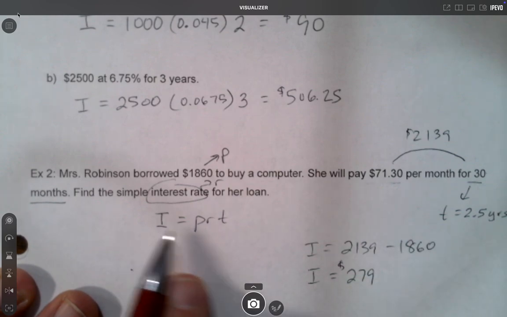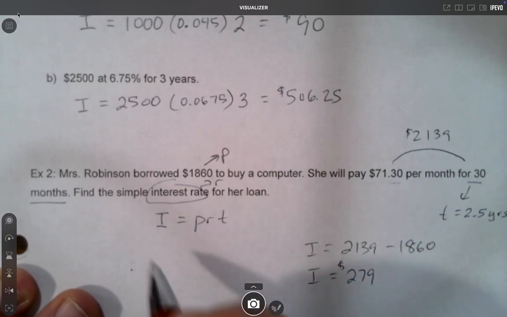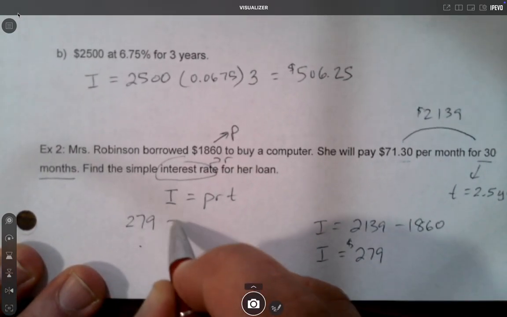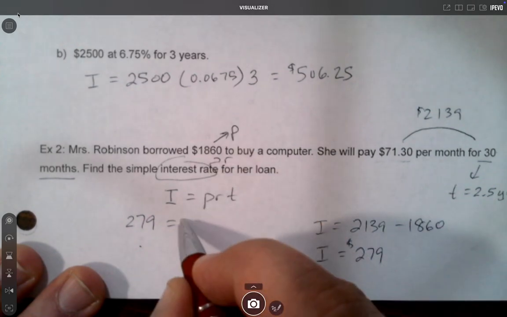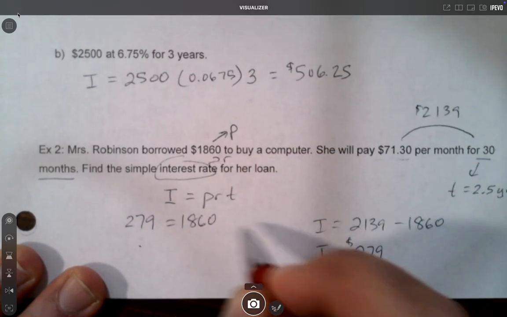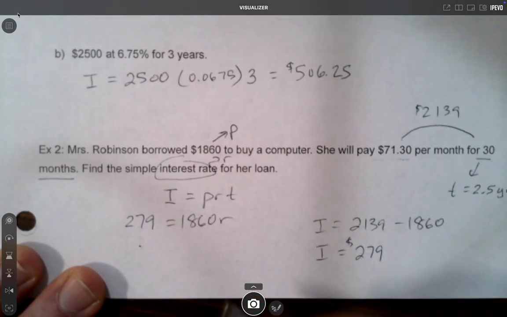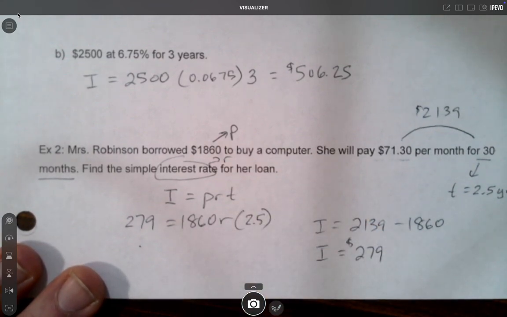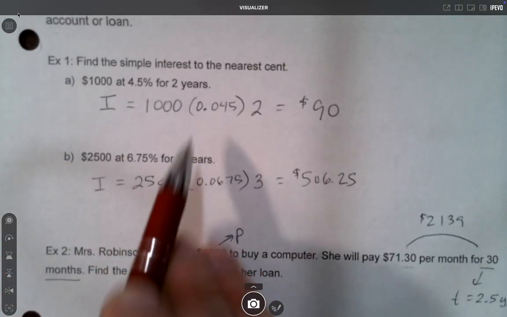So now we have all the pieces we need to solve for R. So we plug in 279 for I, plug in 1,860 for P. We don't know R, but we know the time is 2.5 years. So if you need to pause or rewind to make sure you follow how we got all those pieces, that'd be a good idea if you need to, because this one is obviously less direct than these two were.